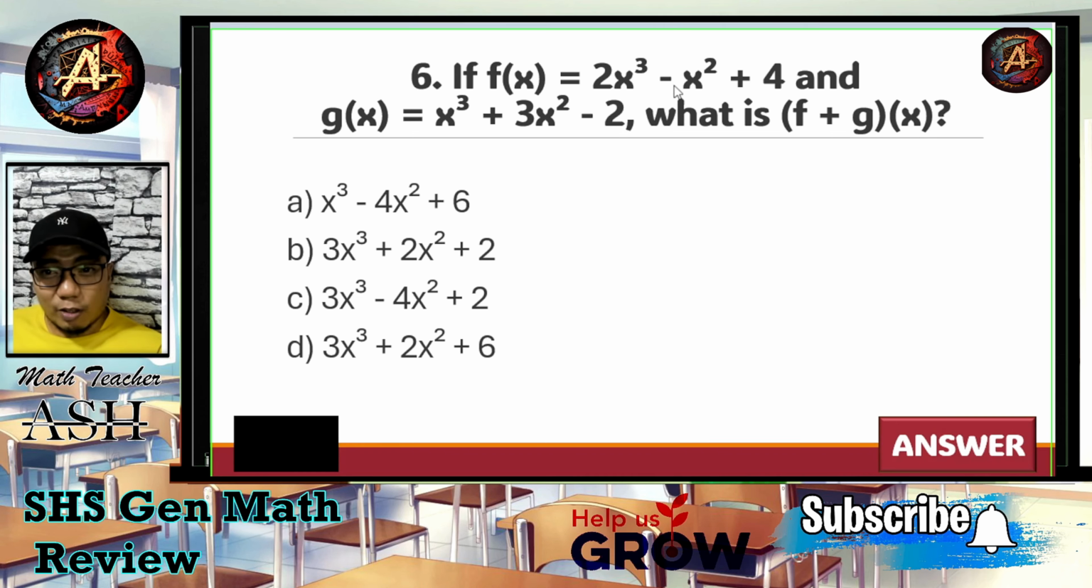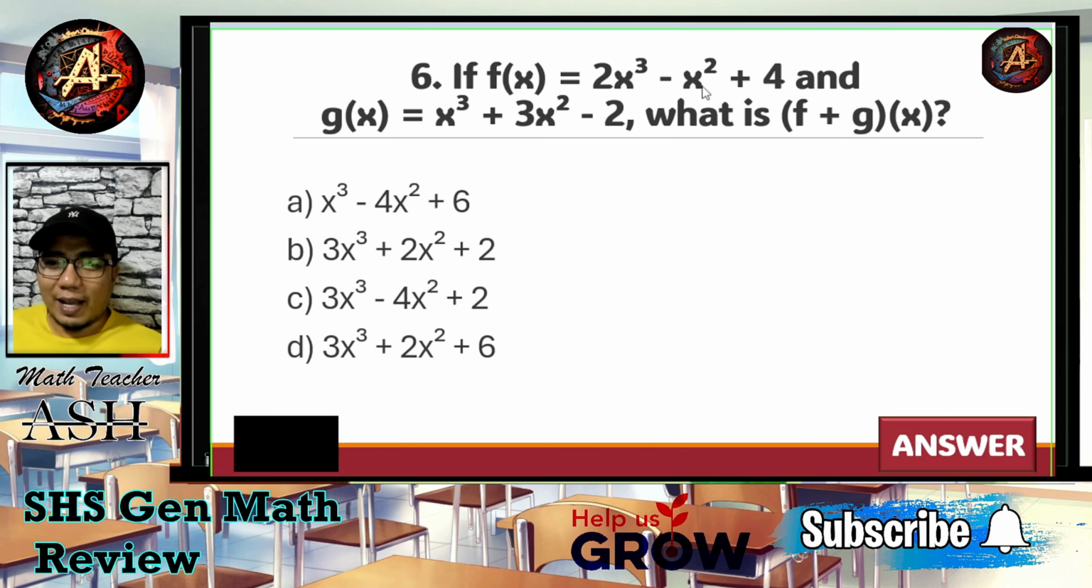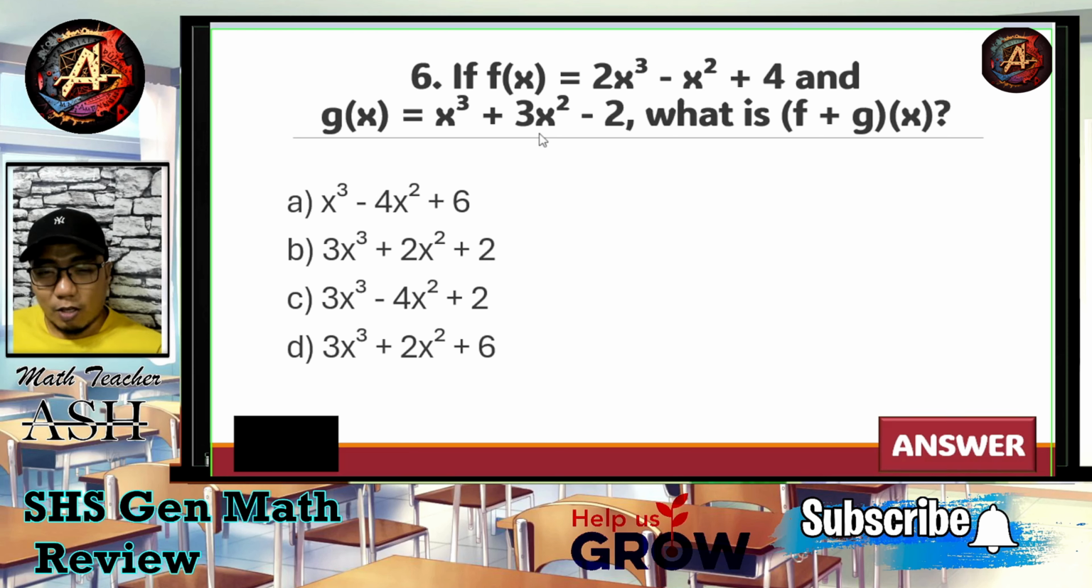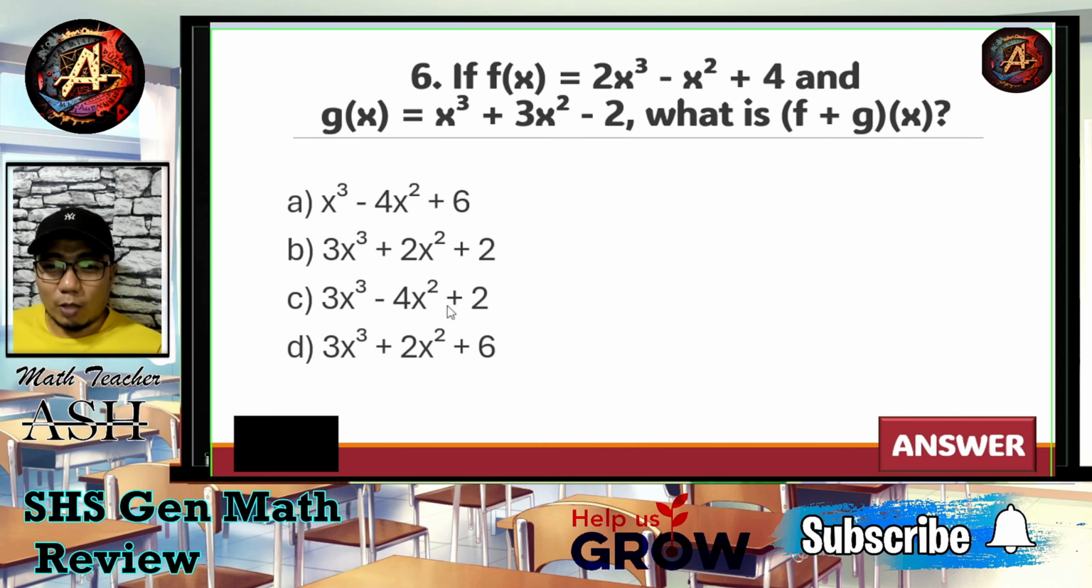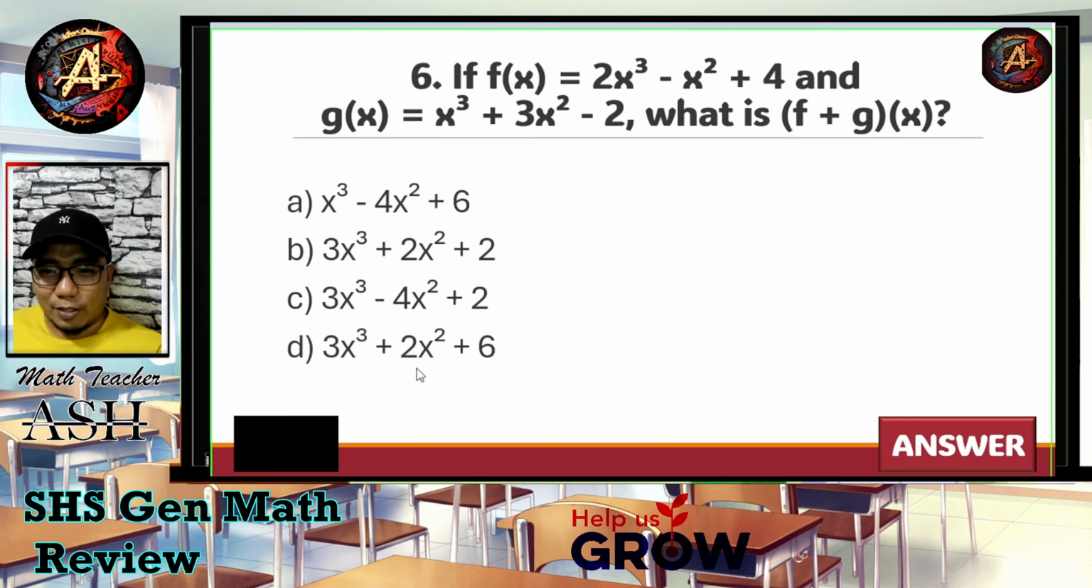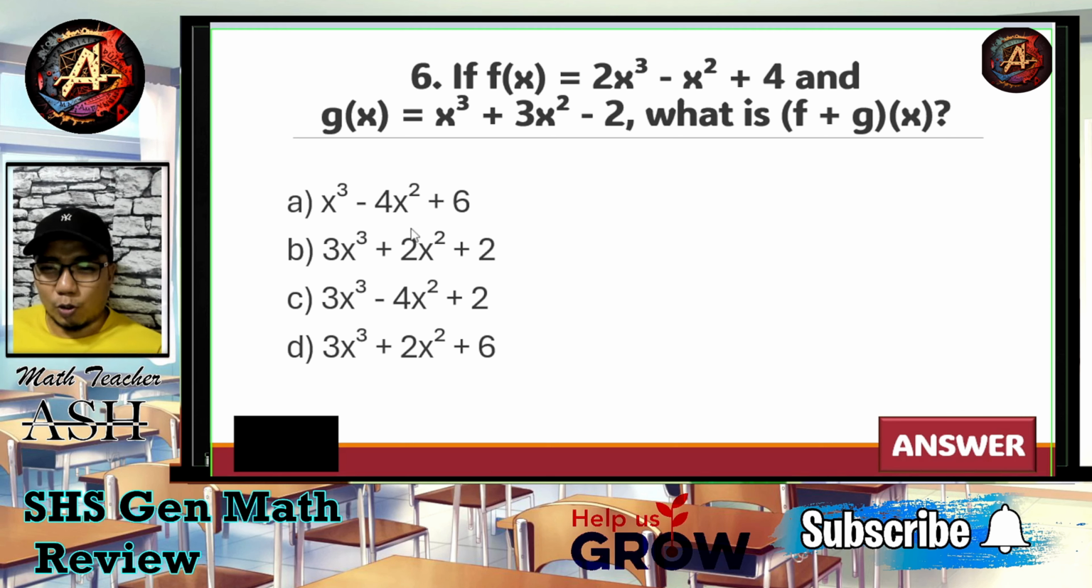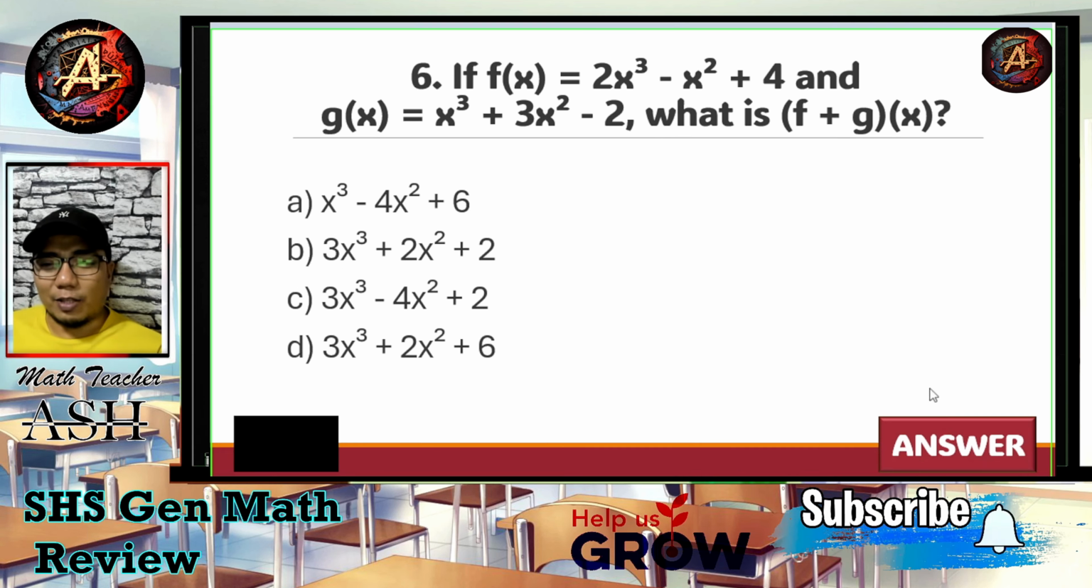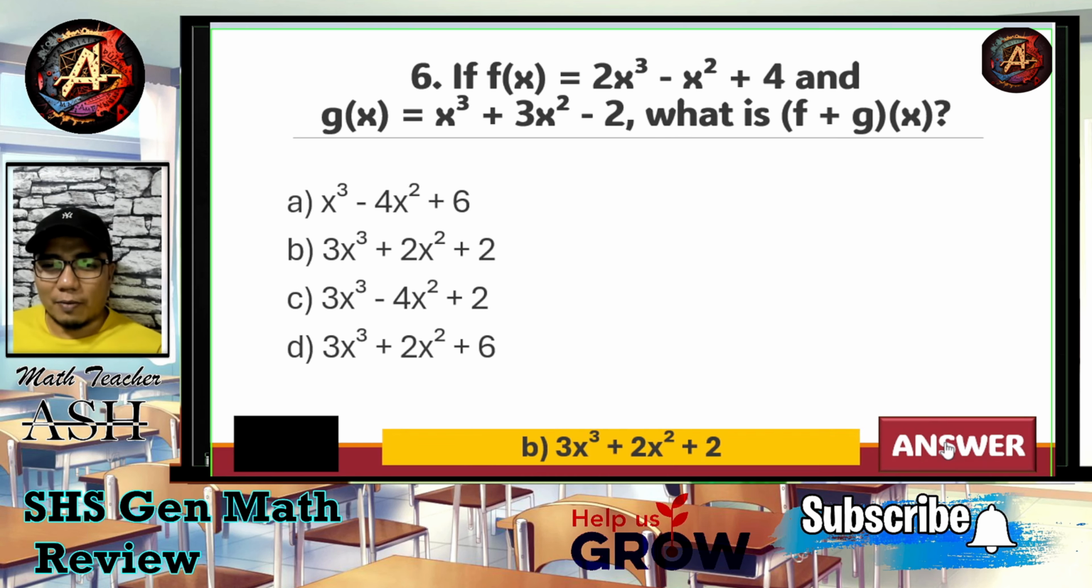Now, our quadratic term, which is the power of 2, we have negative x squared here, added with the 3x squared here. Of course, if you add negative x squared plus 3x squared, then your result will be 2x squared. So that would be letter B and letter D. So we only have these two choices remaining. Now, positive 4 plus negative 2 is, of course, positive 2. So therefore, the correct answer is letter B. Let's check whether we are correct. Alright, my dear math learners, I hope you got that one.